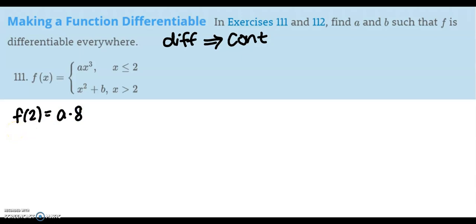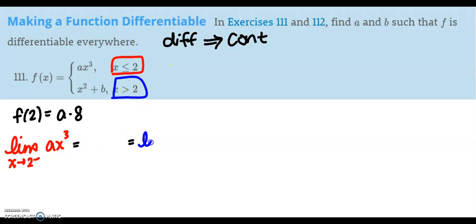All right. Next thing I got to do is check that my limit from the left, so this will be ax cubed, I would like for that to be equal to my limit as x goes to 2 from the right of x squared plus b. All right, well, what value is going to make these things equal? On the left side, I'm going to plug in 2, I get 8a. On the right side, I plug in 2, I'm going to get 4 plus b.